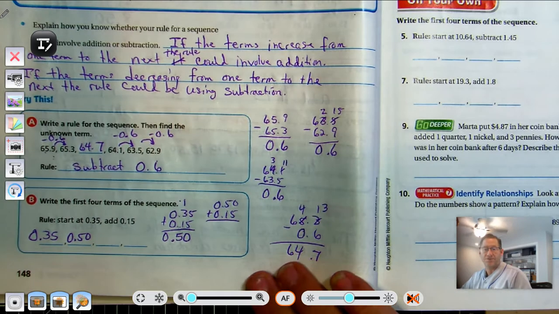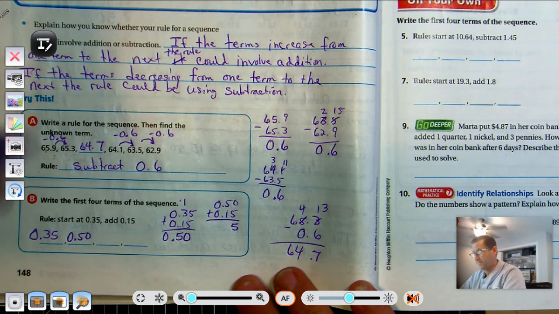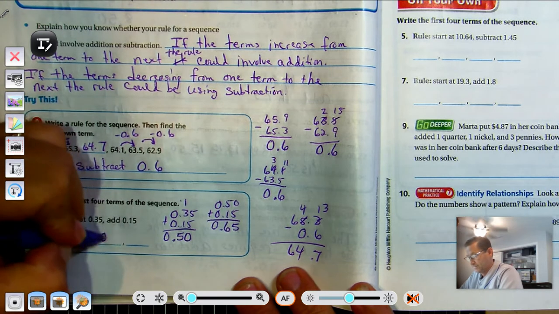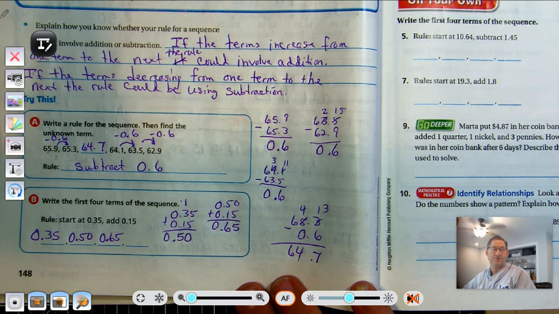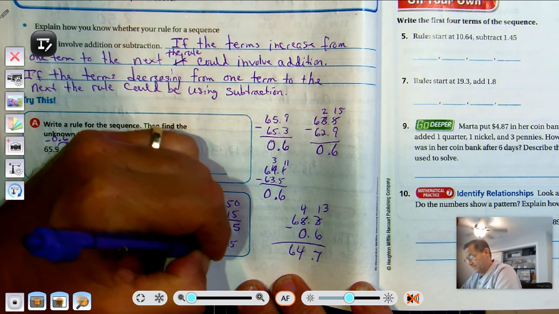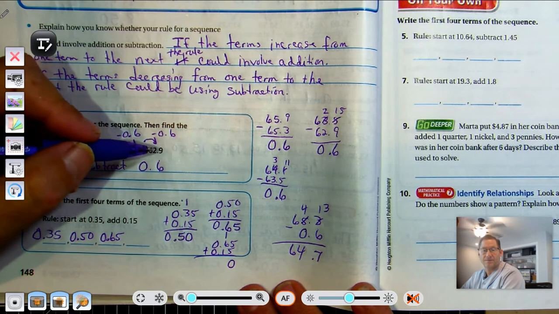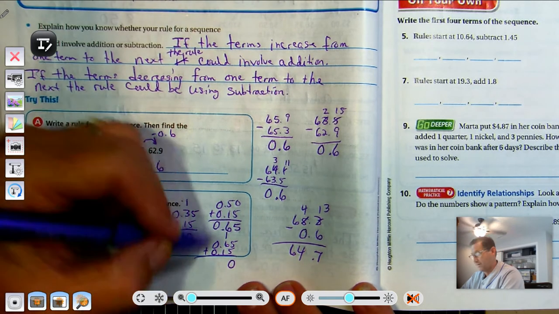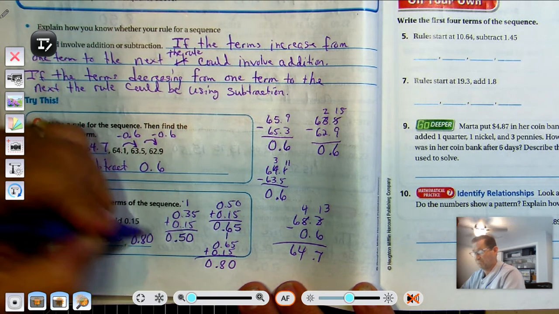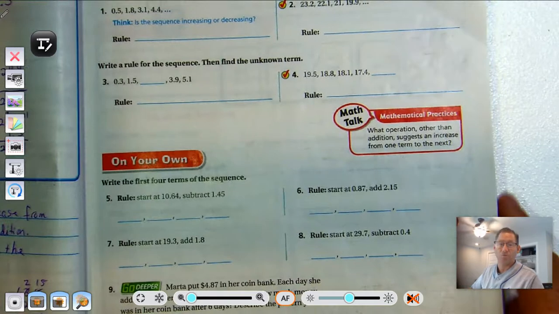Add 15 hundredths to 50 hundredths. 5 hundredths plus 0 hundredths, 5 hundredths. 5 tenths plus 1 tenth, 6 tenths. And 0 ones plus 0 ones is 0. So 65 hundredths. And the last one, 65 hundredths plus 15 hundredths. 5 hundredths plus 5 hundredths is 10 hundredths. 6 tenths plus 1 tenth is 7 tenths, plus the regroup tenth. So 80 hundredths. Okay? So that's all we're doing in this lesson, looking for patterns and applying the rules.